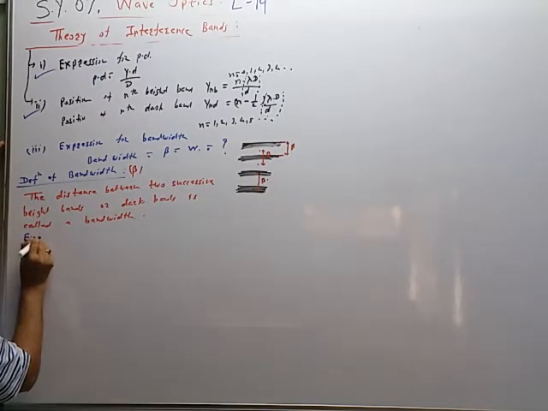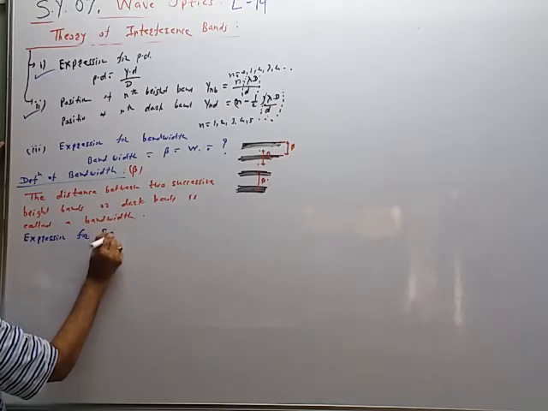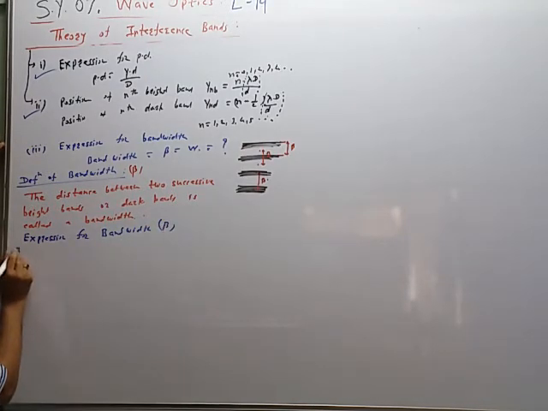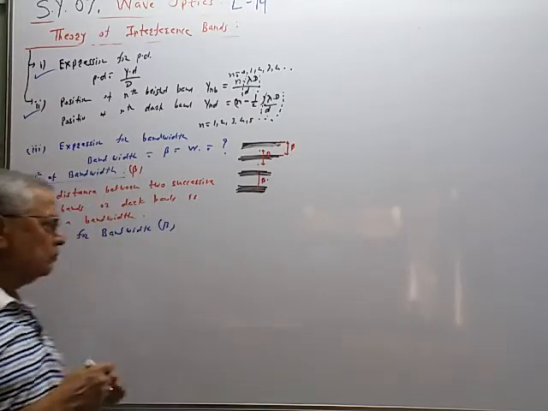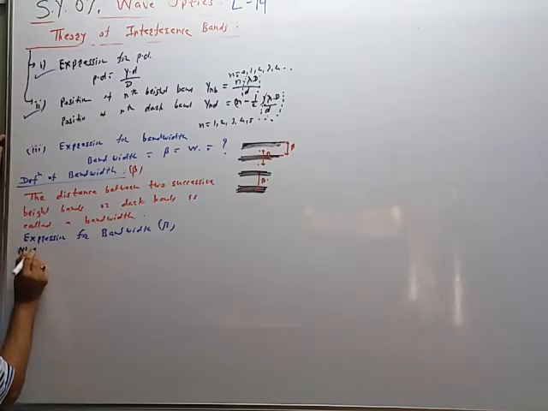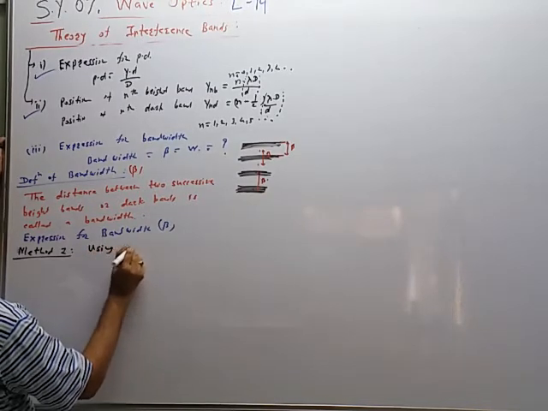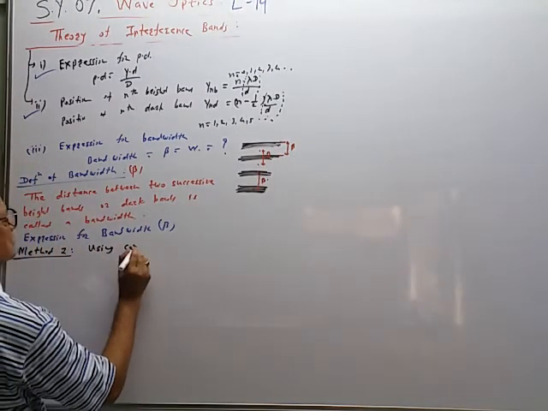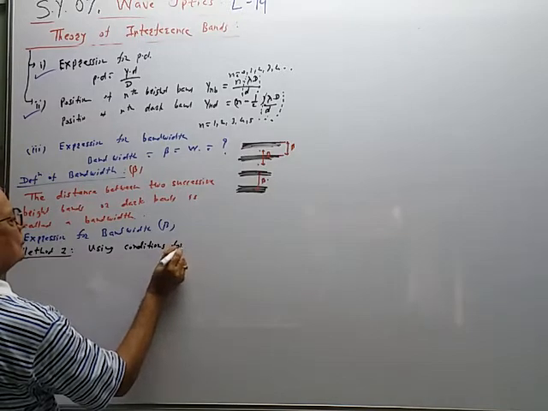Expression for bandwidth beta. First method, Method 1: using conditions, or using the positions of the bright band. Using conditions for bright band.